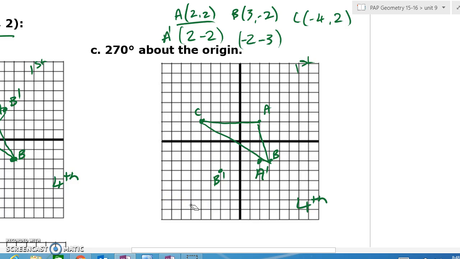And then for C, same thing. Instead of doing 270 degrees counterclockwise, I'm going to go 90 degrees clockwise, which is actually going to put me in the first quadrant. So I'm just going to switch those numbers. Instead of 4, 2, I'm going to go 2, 4. And 2, 4 would put me right there. So that's C prime. So now I just join them all up. And I get my new shape.